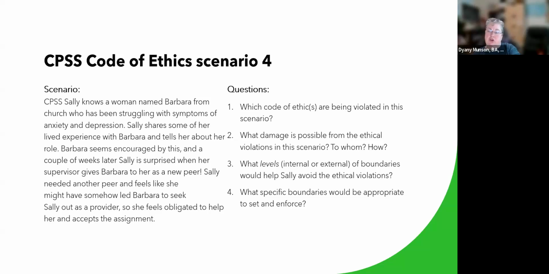So if the people at church in general know that you are a peer provider, and then they find out that there's something between you and Barbara, between Sally and Barbara in this case, could that be a confidentiality issue? Yep. So we have that bit of an issue. What other damage can happen here?